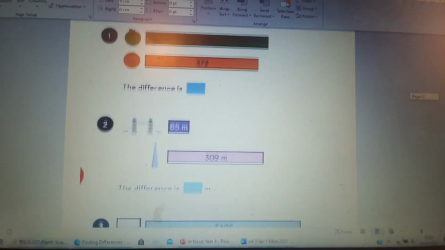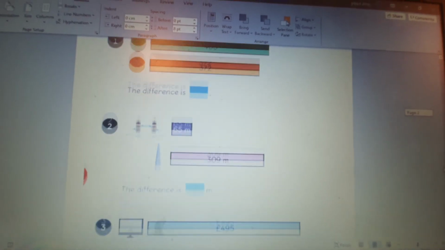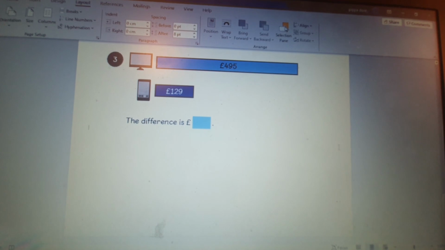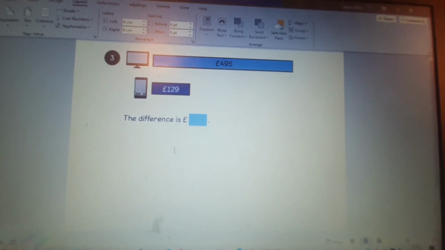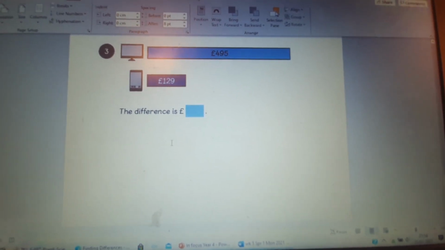And then we've got some more calculations there, find the difference. Not many calculations altogether. So if you do finish quickly, have a go at doing some more calculations. Okay? Challenge yourself. Okay, that's it for today. Looking forward to your answers.